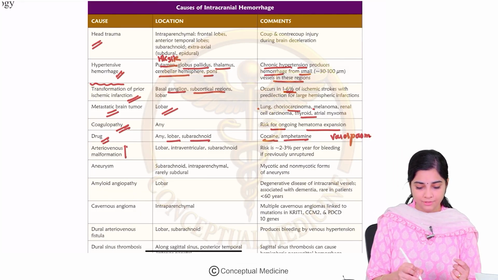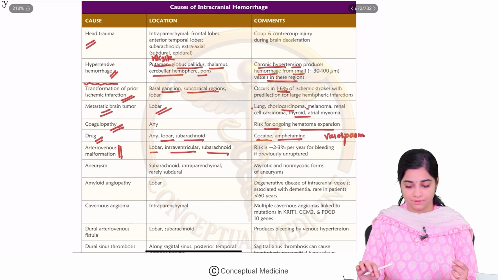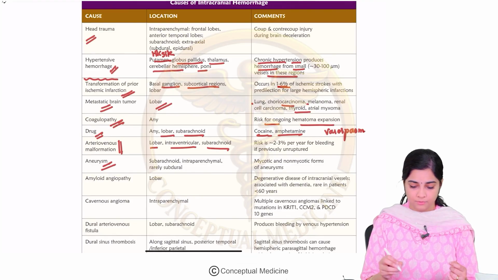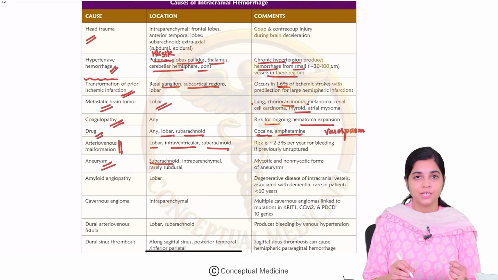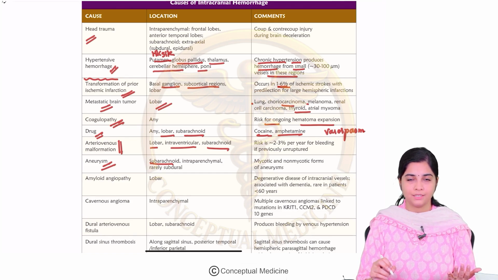Then AV malformations can cause lobar, intraventricular or subarachnoid hemorrhage. Then aneurysmal bleeds most commonly cause subarachnoid hemorrhage, but this subarachnoid hemorrhage can extend into any of the areas of the brain. You can have an intraparenchymal extension or an intraventricular extension as well.